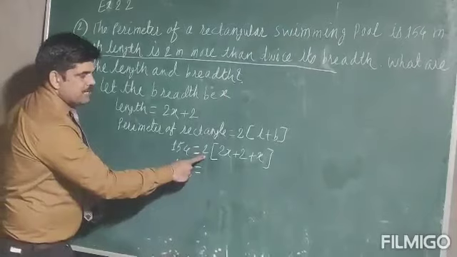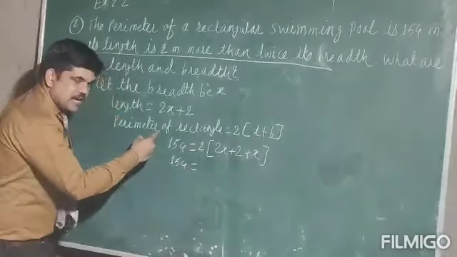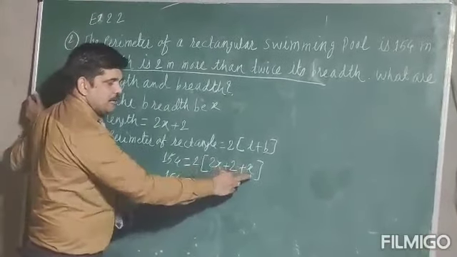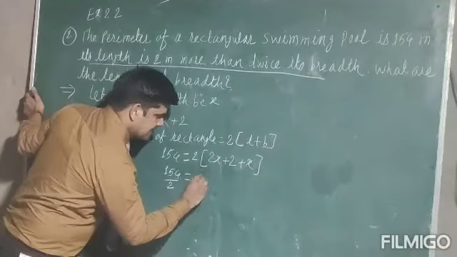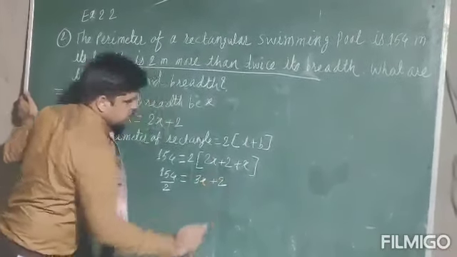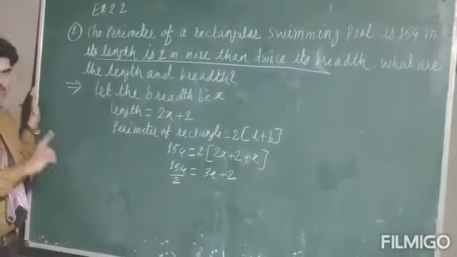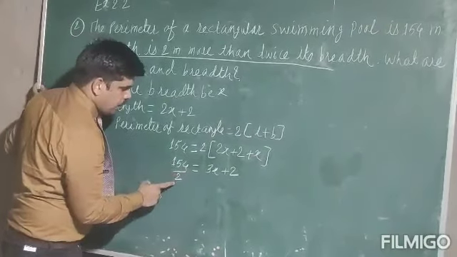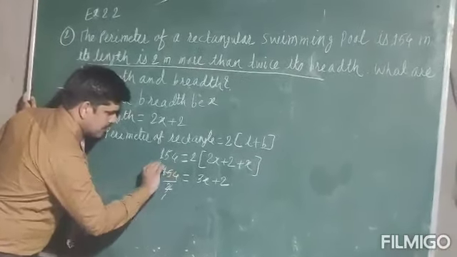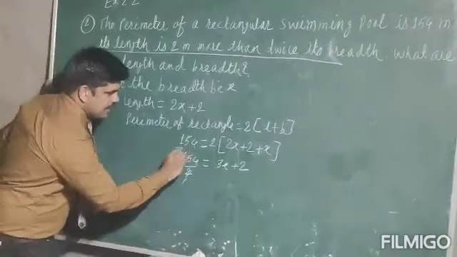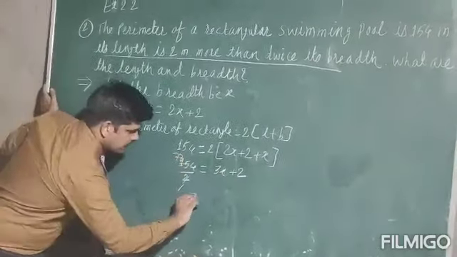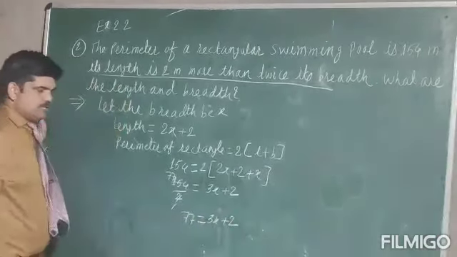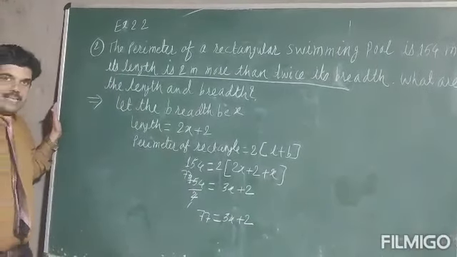Now this 2 is multiplied to the bracket, so we can take this side RHS to LHS, it will be divided. If you observe the bracket, 2x plus x, they are like terms. So 2x plus x is 3x plus 2. 2x plus 1x is 3x plus 2 as it is there. Okay. So now this 154 upon 2. 2 1s are, 2 7s are 14. 1 carry, again 2 7s are. So therefore 77 is equal to 3x plus 2.